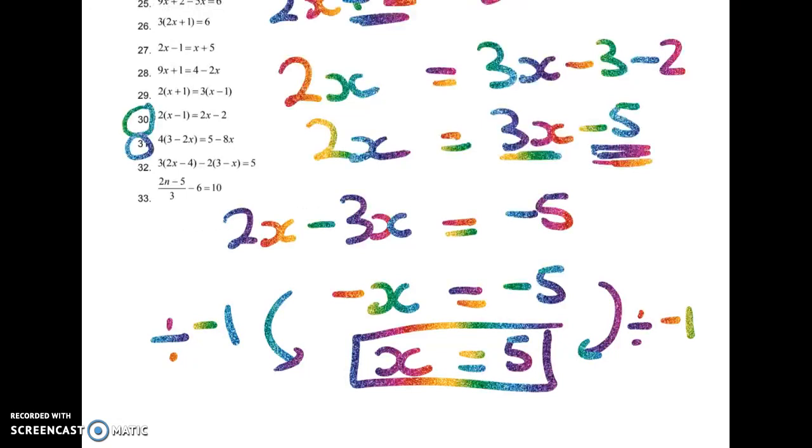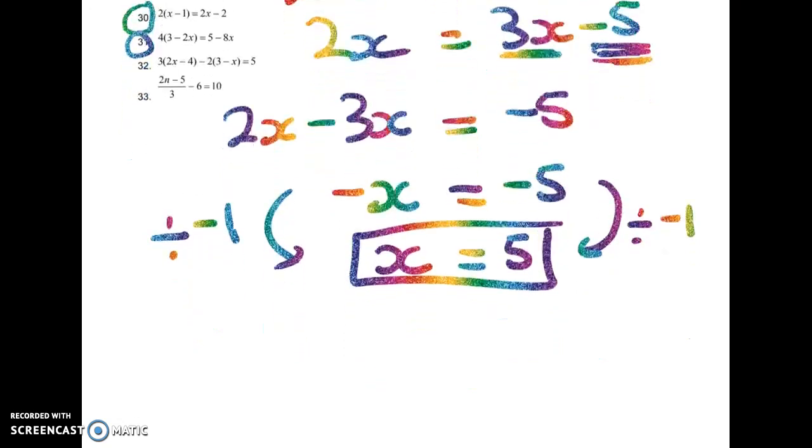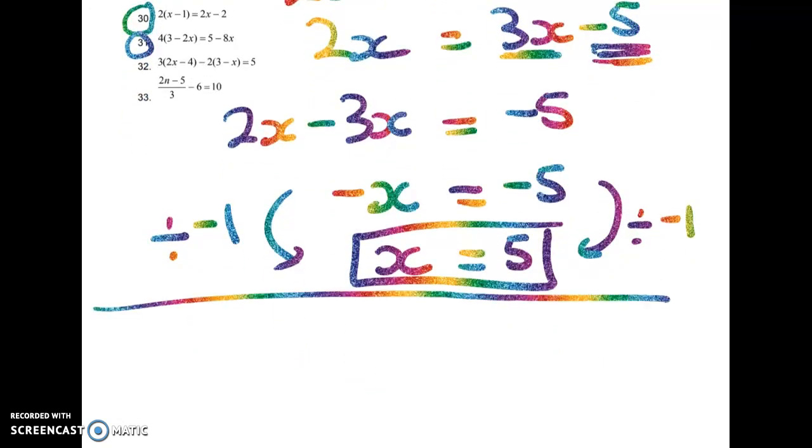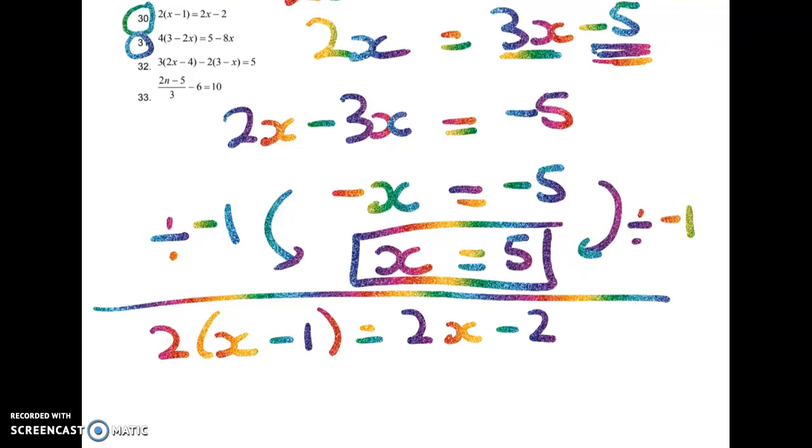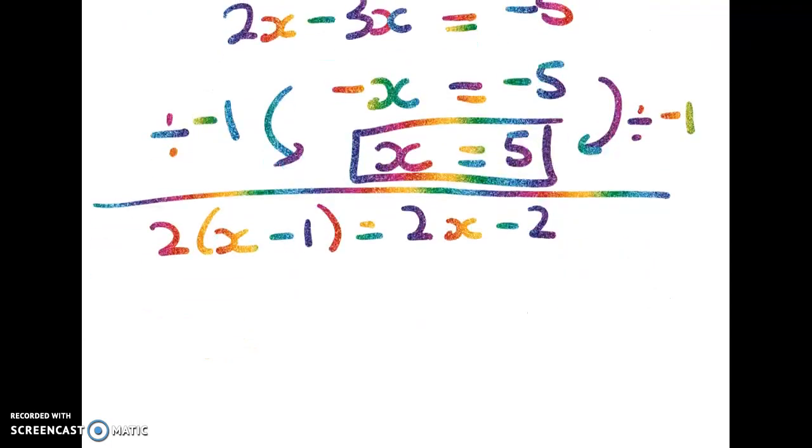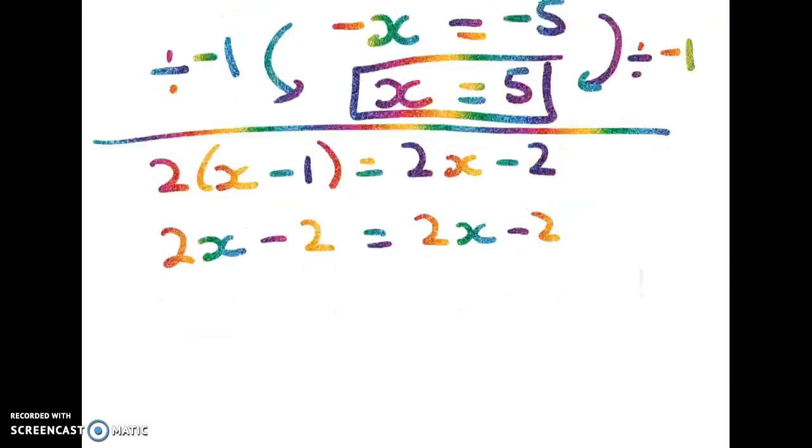Oops, so I've run out of space. So I just have to remember what the equation is. Here's number 30. 2 times x minus 1 is equal to 2x minus 2. Well, this is interesting. What happens? Well, if I expand out this, I get 2x minus 2 is equal to 2x minus 2. So what number is that true for? Because that's what we're asking when we've got an equation.